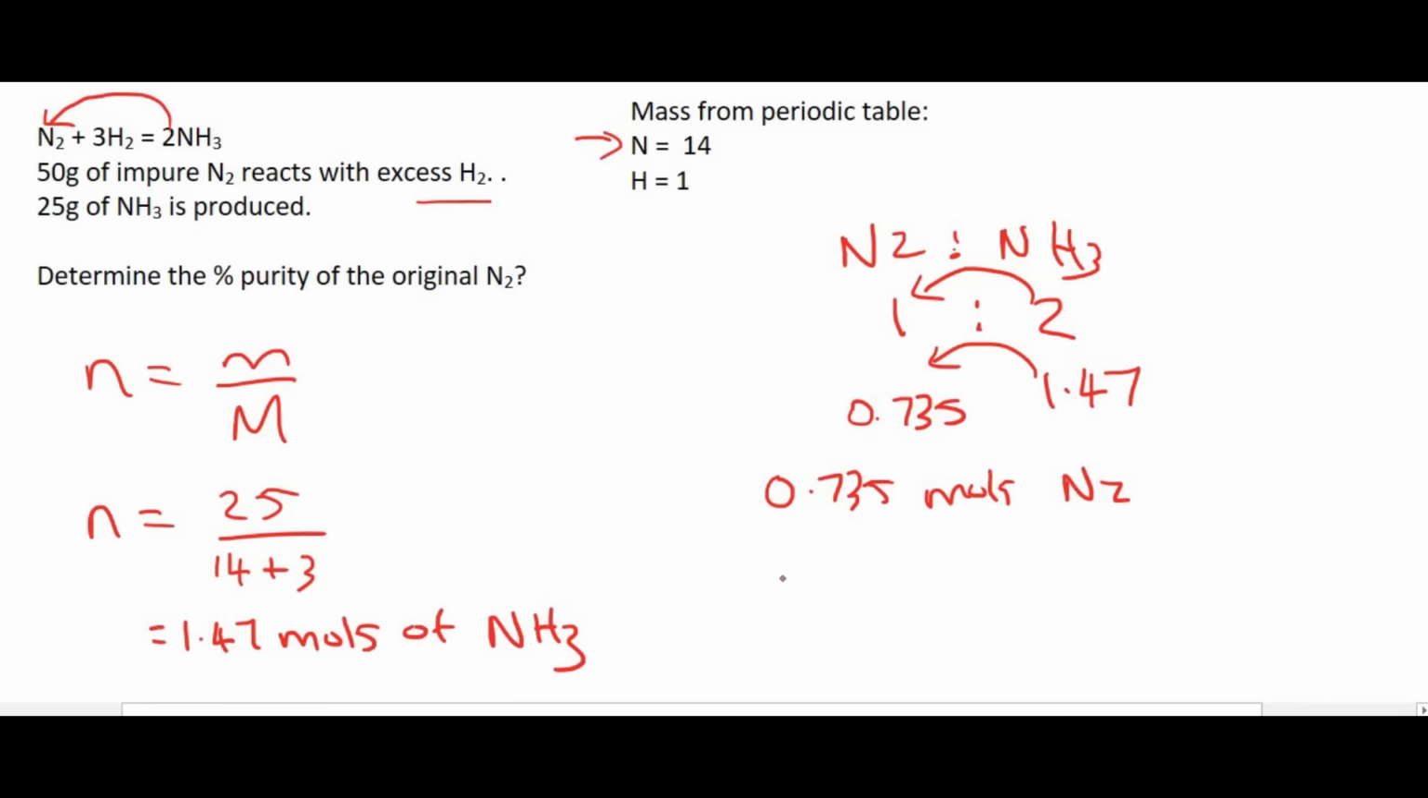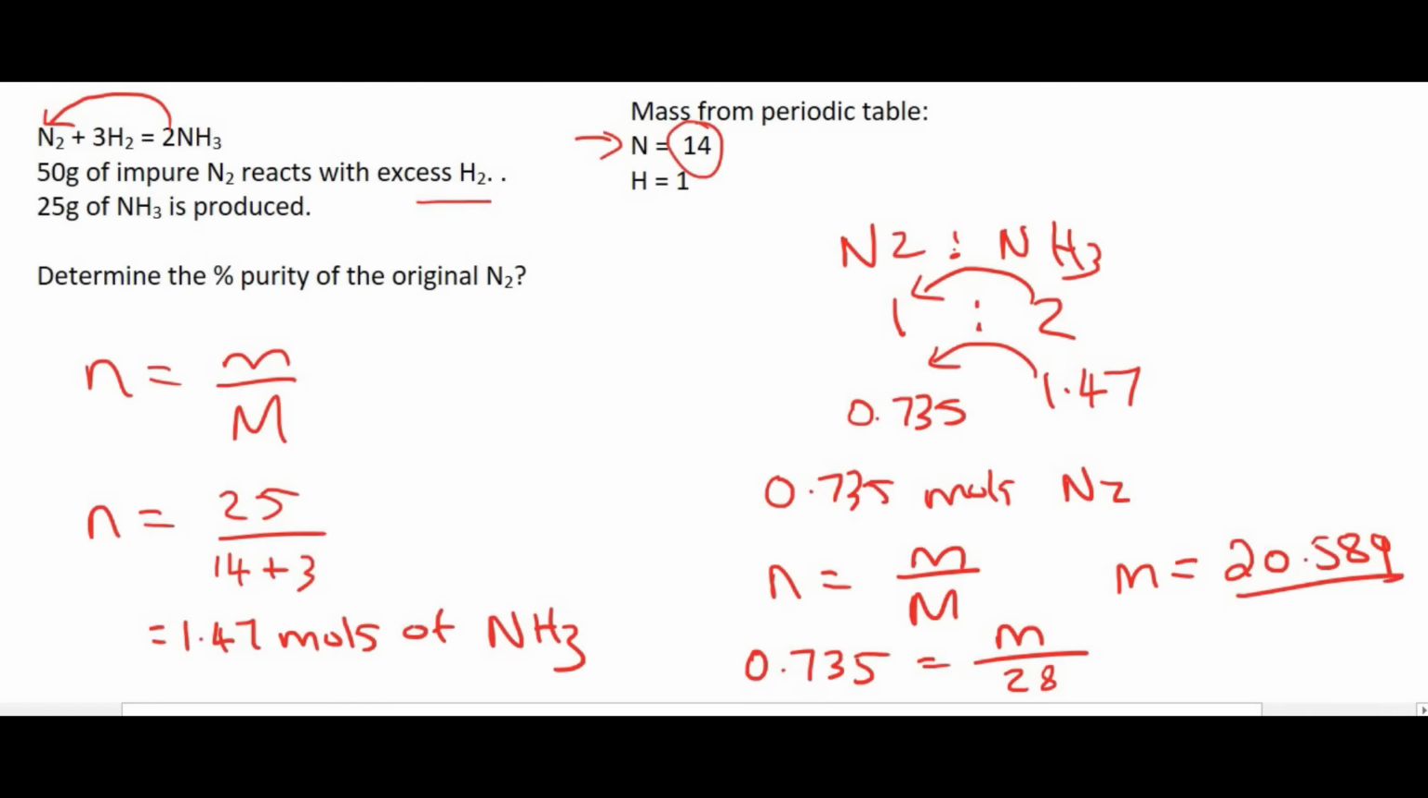Then we can work out the mass, and so n is equal to m over capital M, and so the number of moles is 0.735. The mass we don't know. The molar mass of N2, so it's 2 nitrogens, which is 14 plus 14, which is 28. We could then work out the mass, and so the mass of nitrogen is going to be 20.58.